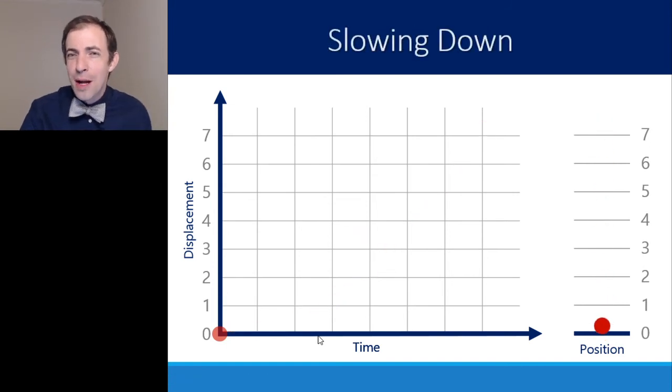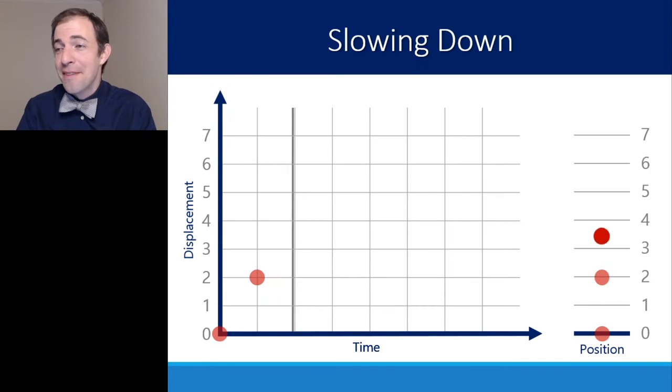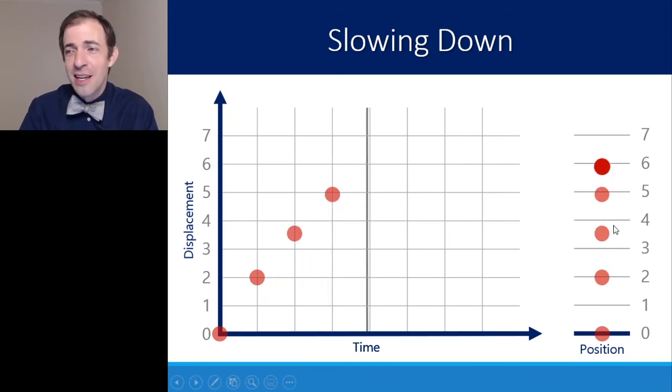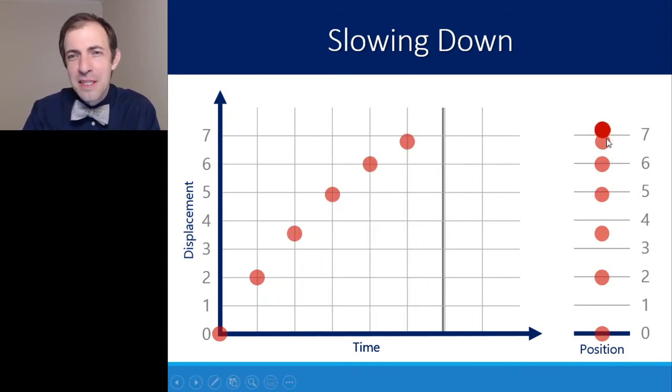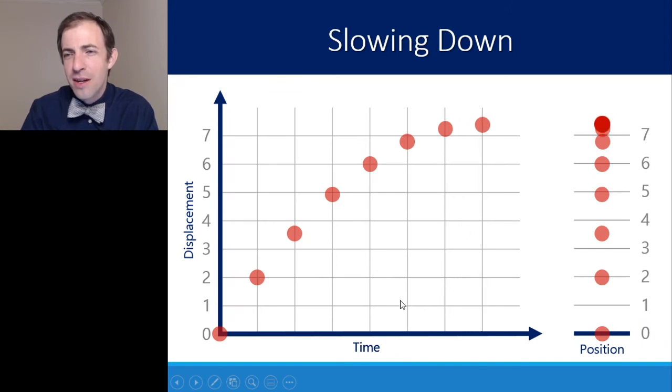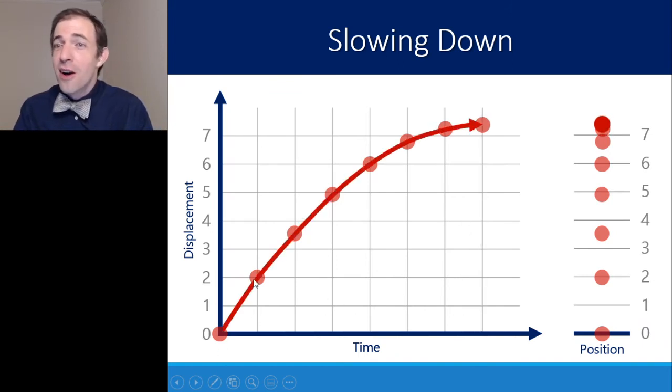I can also show an object slowing down. Still going forward, it starts going really fast, so a large spacing, and then as it slows down, that spacing gets smaller and smaller and smaller. So it starts out with a large slope, and as it slows down, that slope becomes closer to zero, basically flattening out towards the top.